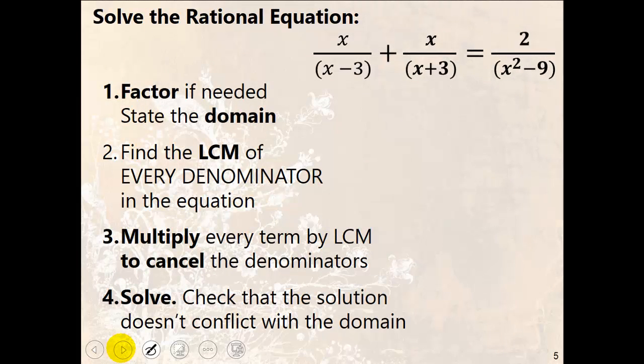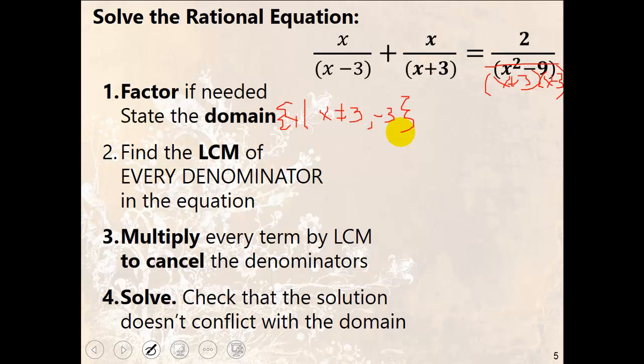Okay. Now we're going to try one that requires a little bit of factoring. On the denominator, we're going to state the domain, find the least common multiple, multiply through by that least common multiple, cancel, and solve. Okay, so let's factor this one right here. This is x plus 3, x minus 3. Okay, so my domain: this factor says x can't equal 3. This factor says x can't equal negative 3, and these are just repeats, right? So there's my domain.